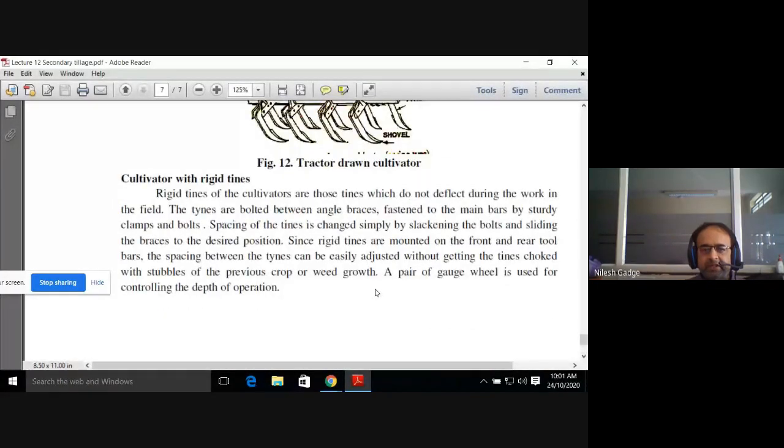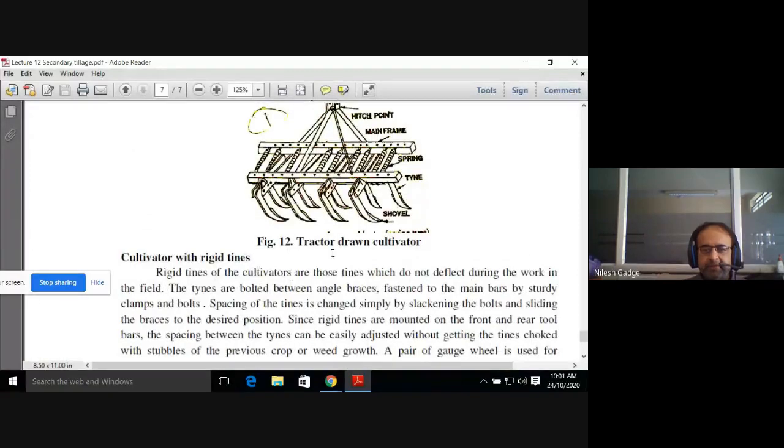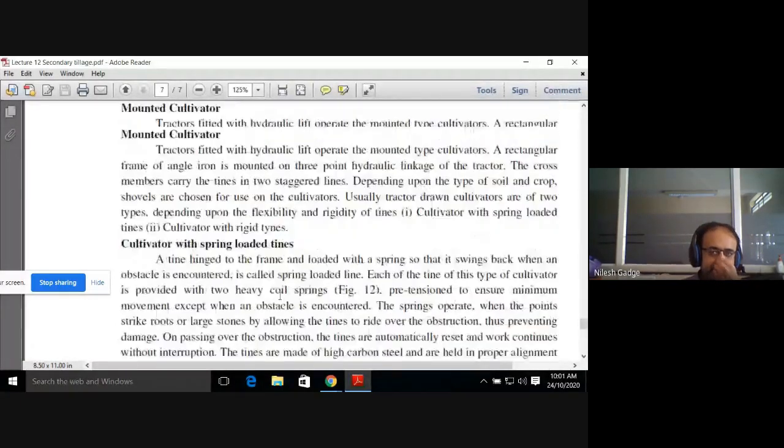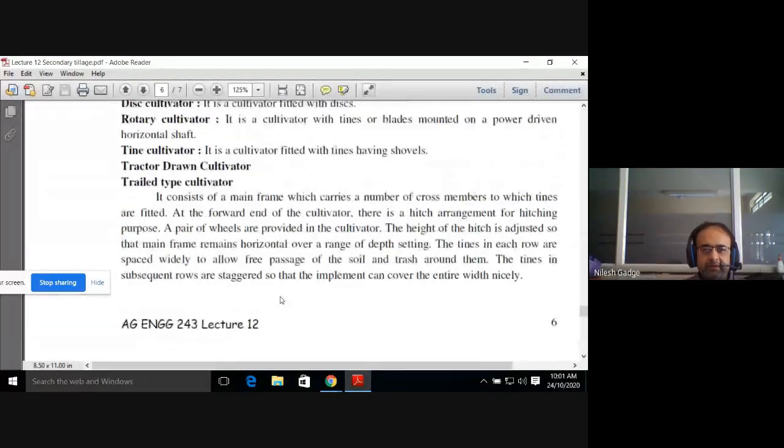Then there is also a rigid type of cultivator. What is the difference? This is a spring loaded cultivator, and in a rigid type of cultivator only these springs are not present. The difference is that only the springs are not present in the cultivator with rigid tines. So we'll see the functions and all that.